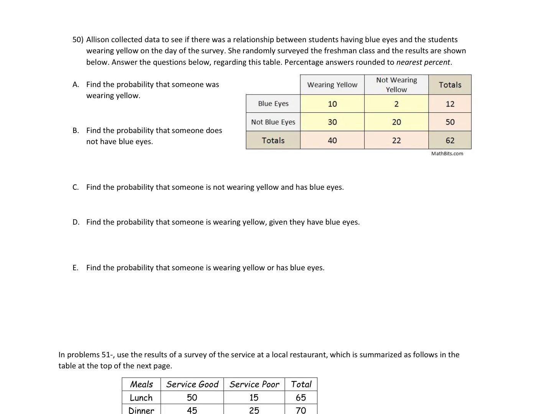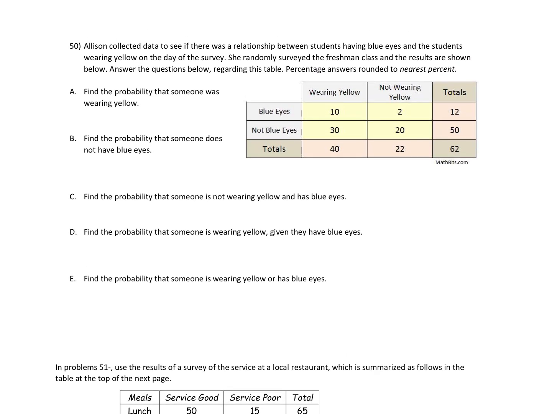All right, last page, you're working with a two-way table. So find the probability that someone was wearing yellow. So here's my total. So this one's going to be out of 62. Wearing yellow would be the total wearing yellow, so it'd be 40 out of 62. We've got to always reduce these. So 40 divided by 62, turn it back into a fraction, would be 20 out of 31.